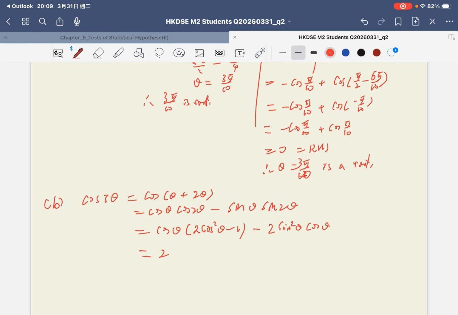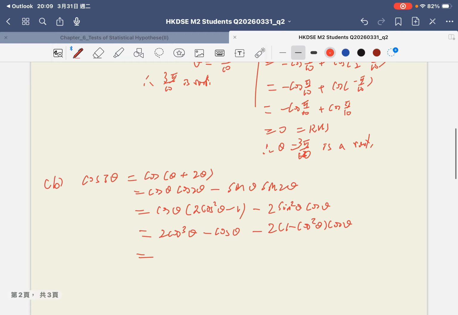Again, I change sine squared θ into 1 minus cosine squared θ. Expanding everything, you can see that we have 4 cosine cubed θ minus 3 cosine θ. Okay, that is the second part.